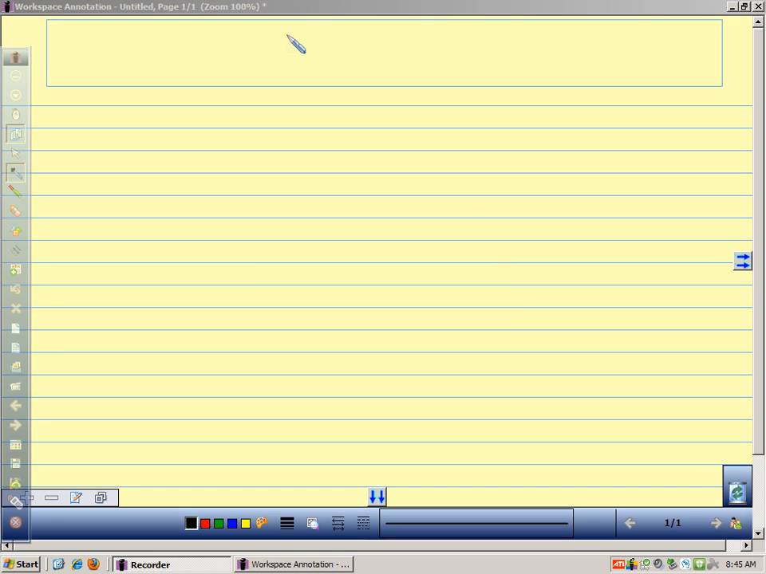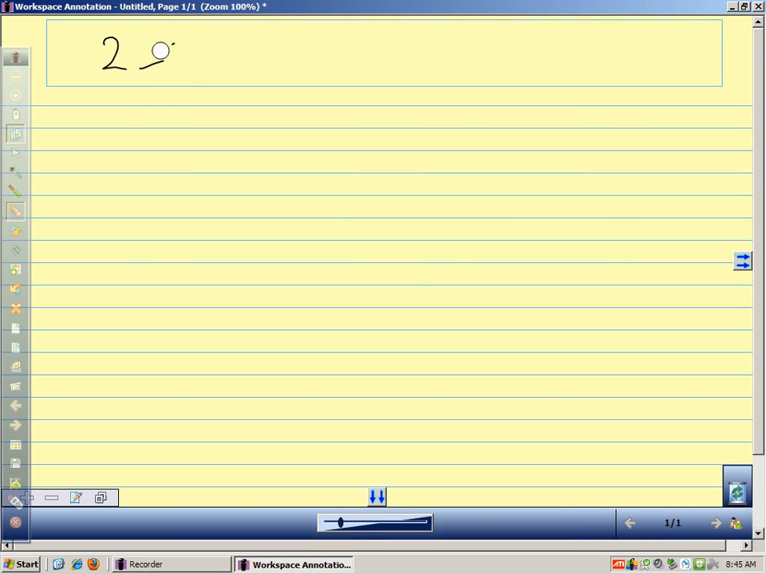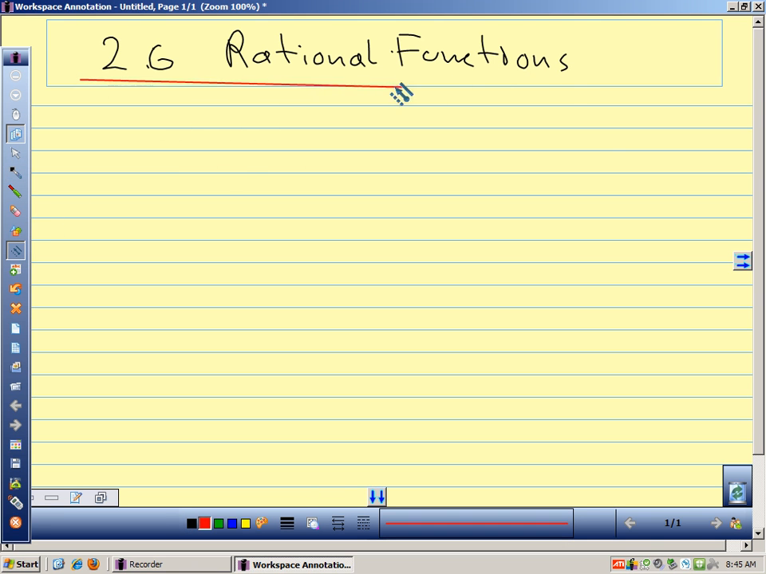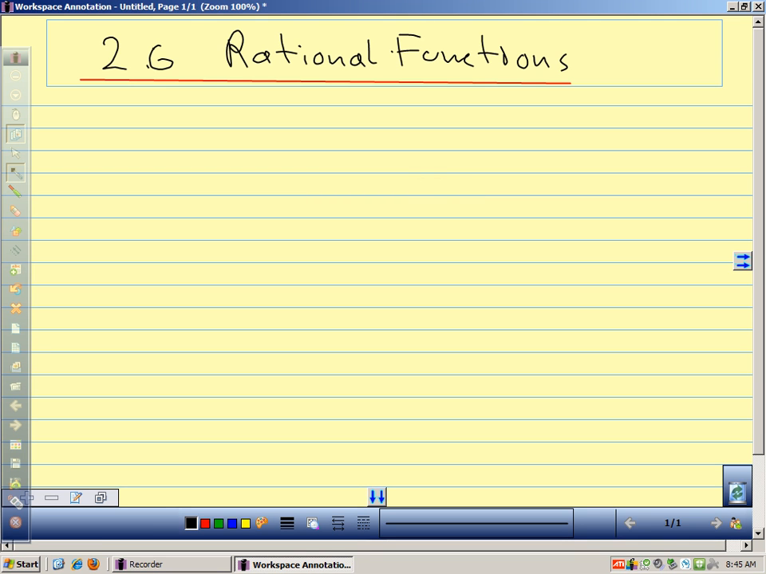So we're in section 2.6, talking about rational functions. Let's start off with talking about what we mean by a rational function, and we're going to talk about how we figure out the domain and how we graph rational functions.